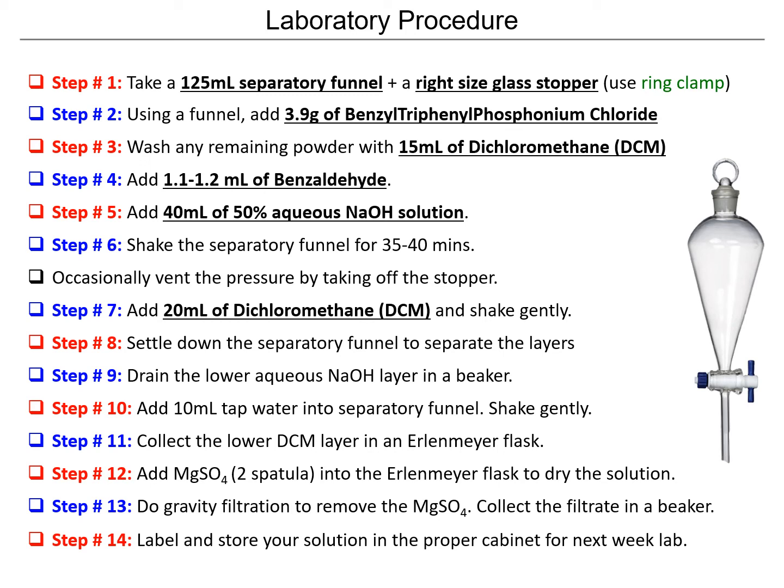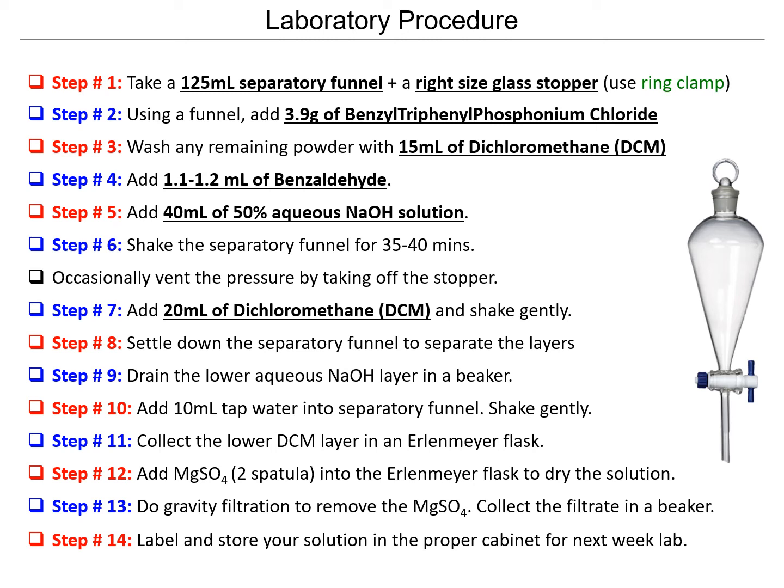Shake the separatory funnel for 35 to 40 minutes and occasionally vent the pressure by taking off the stopper. It is important that since in this lab you're working with a partner, you can take turns since it's a very long reaction. You're going to add 20 mL of dichloromethane and shake gently. Settle down the separatory funnel to separate the layers, then drain the lower aqueous NaOH layer in the beaker. So even though DCM is denser than water, an aqueous solution of NaOH happens to be denser than DCM. So in this case, the lower layer is going to be the aqueous.